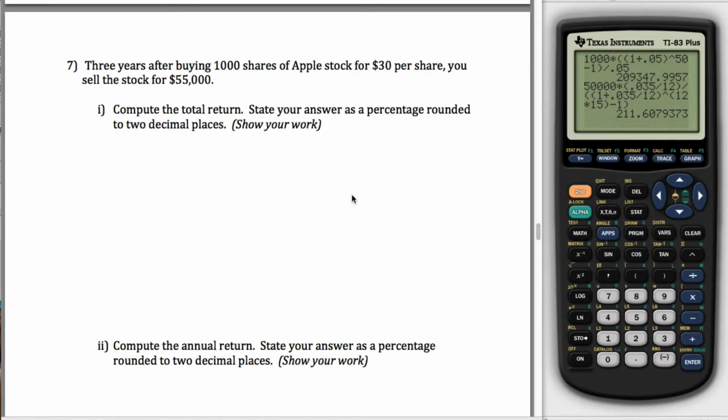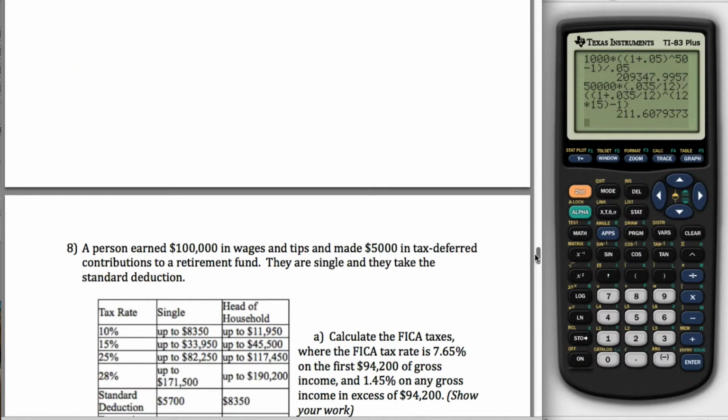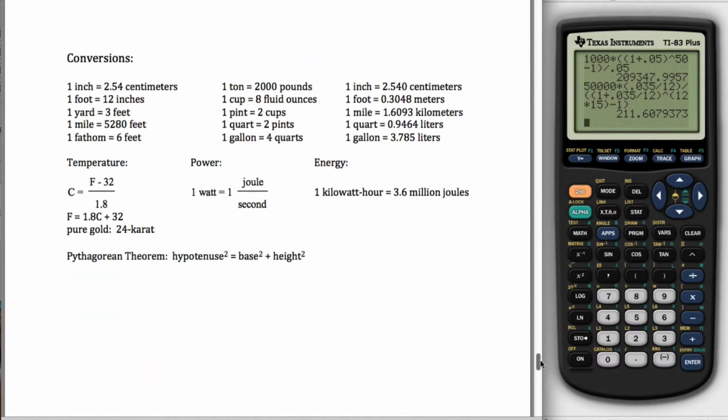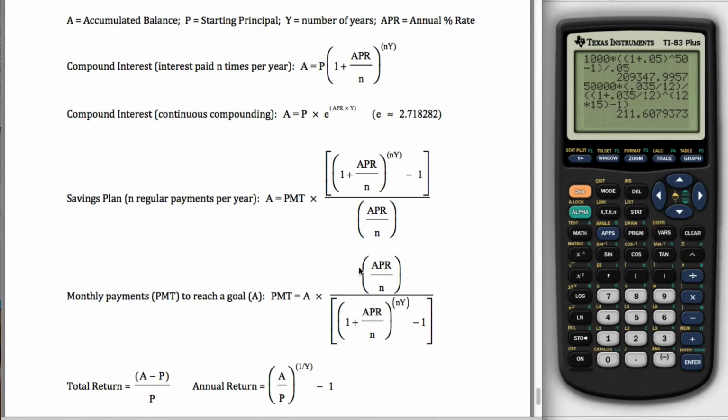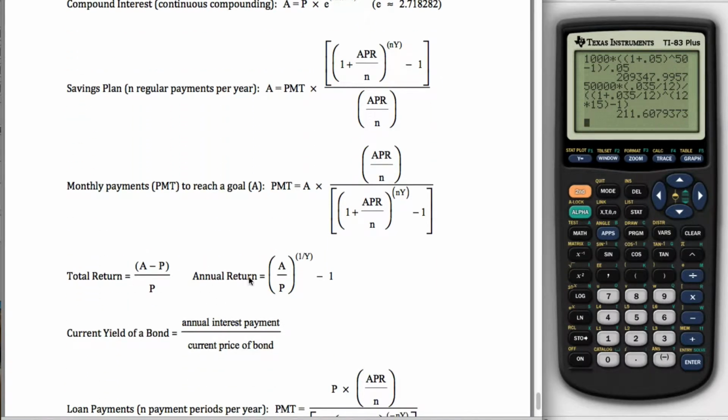All right, another midterm problem, the one about buying stock and the return on stock. This problem is going to reference a couple of formulas we got here. Where are they? Here we go. Total return, annual return. Total return is A minus P over P. The annual return is A divided by P, raised up to the 1 divided by Y power minus 1.